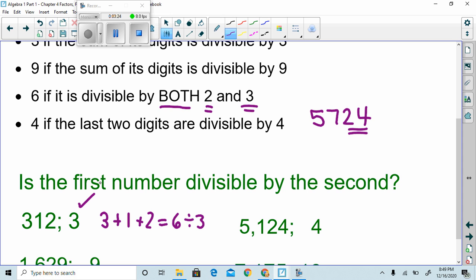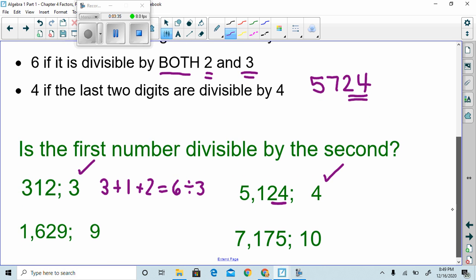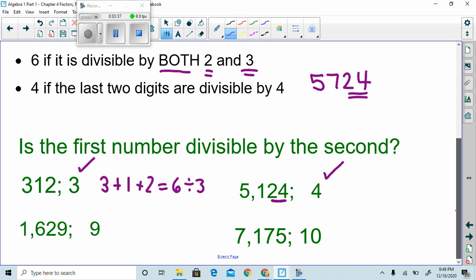Is 5,124 divisible by 4? Well, in that previous problem right above, I also had a number ending in 24, so this is a yes as well. We move on to the next row, and I have 1,629. So I need to add up these digits because I want to know if it's divisible by 9. So I'm going to have 7 plus 2 is 9, plus 9 is 18. 18 is divisible by 9.